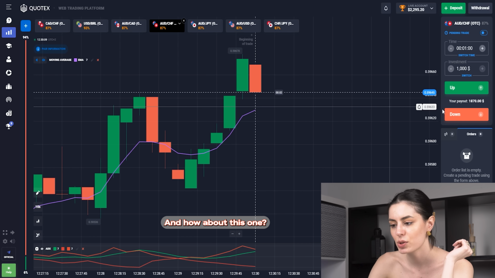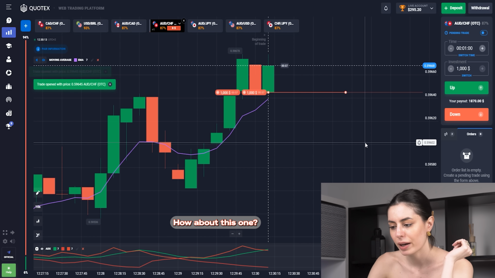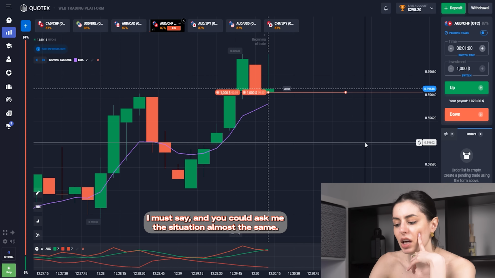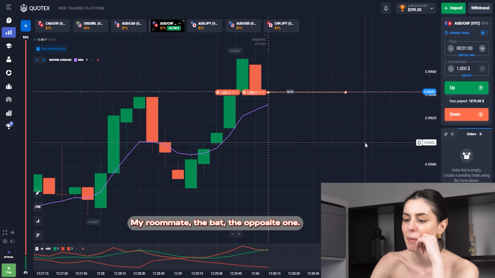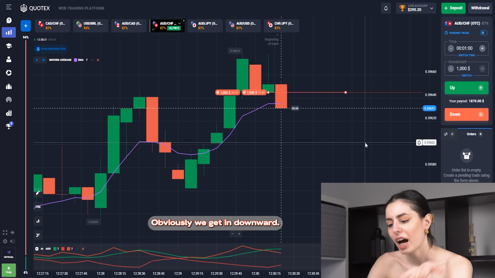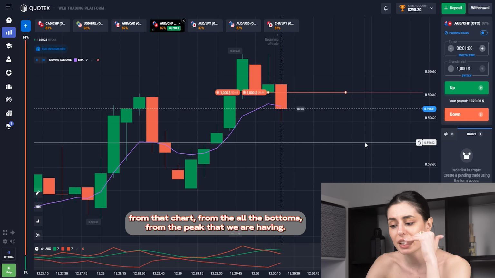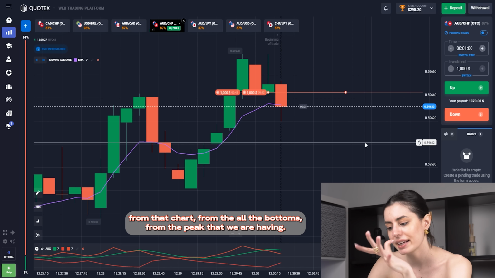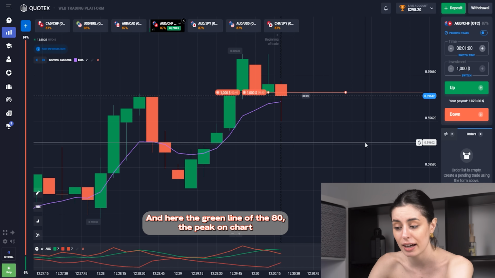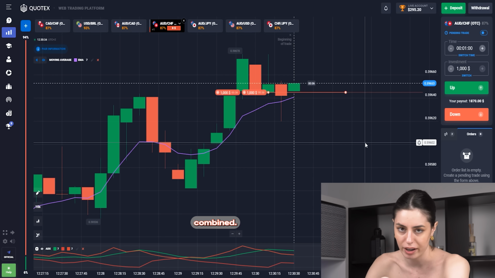And how about this one? I must say, you could ask me, the situation is almost the same, but you made the bet like the opposite one. Obviously, we're getting downward. This is the first impression from the chart, from all the patterns, from the peak that we are having, and here the green line of the ADX and the peaks on the chart combined.